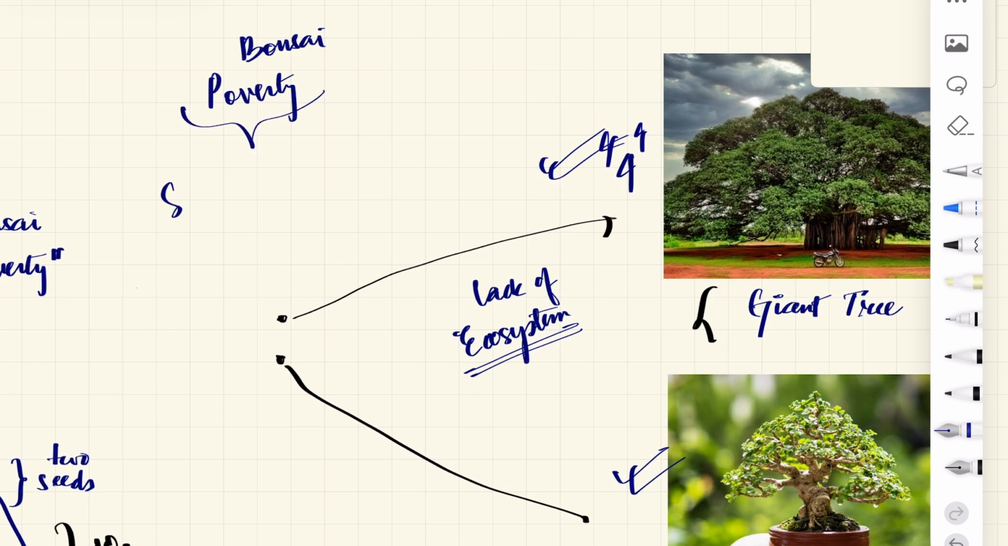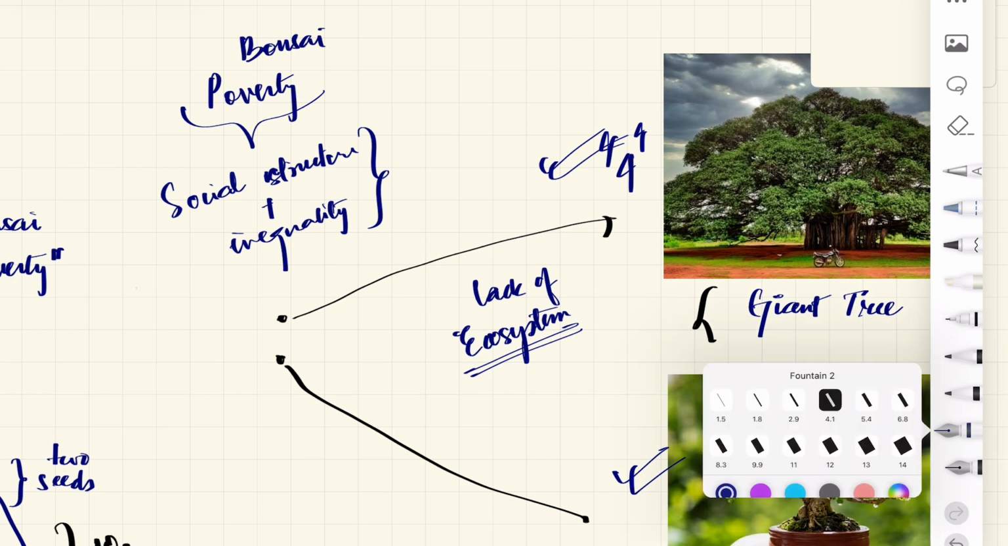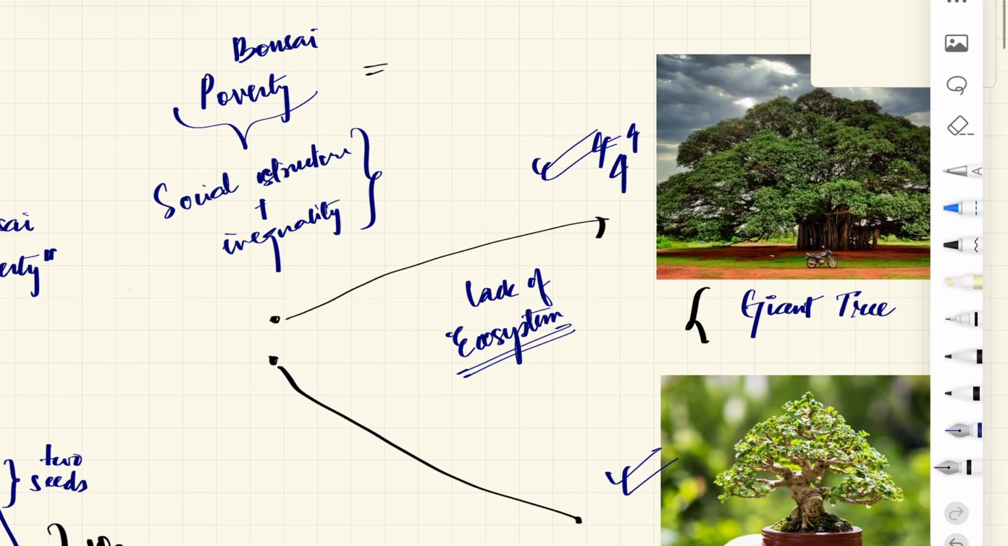because of the social structure plus inequality. Because of that reason we have created more and more poverty, right? So because of that reason, what happened? The poor become more poor, the rich become more rich, because of the social structure and the inequality. Yes or no? This is what is happening, right?